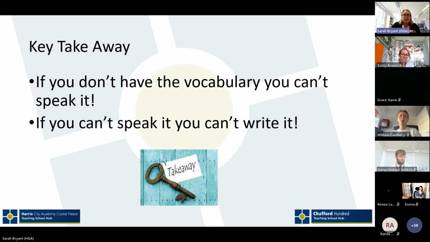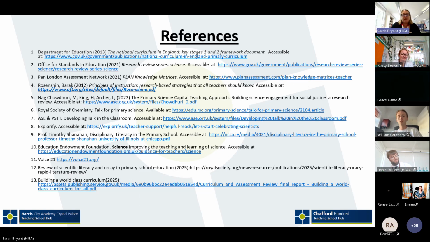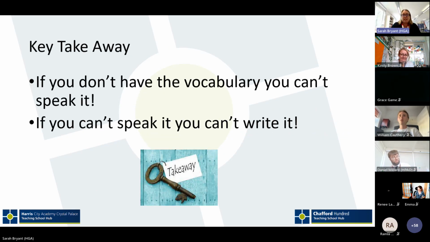My big one is, if you don't have the vocabulary, you can't speak it. You can't say what you want to say. And if you can't speak it, then you can't write it. So having that oracy, having those discussions to promote that language, model those sentence structures, getting the children to model it, saying it as if they were going to write it, because if they say those full sentences, then they're able to write it down.